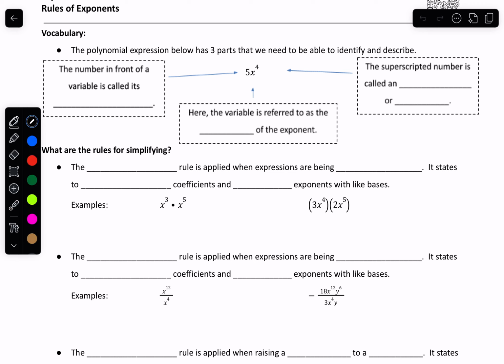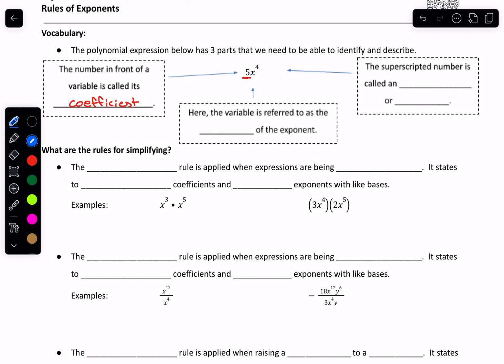We're going to start off with just what is an exponent. The polynomial expression below has three parts that we need to be able to identify and describe. The 5 in front of the variable, we call that the coefficient of the variable. Right here we have a polynomial expression. This is also just a term. This is one term, and it has a coefficient of 5. The number in front of the variable is a 5.